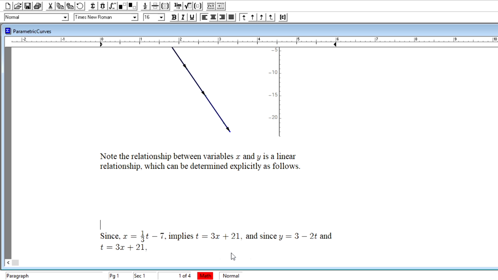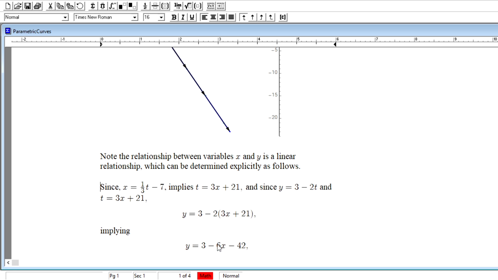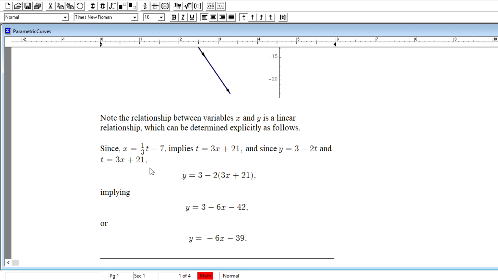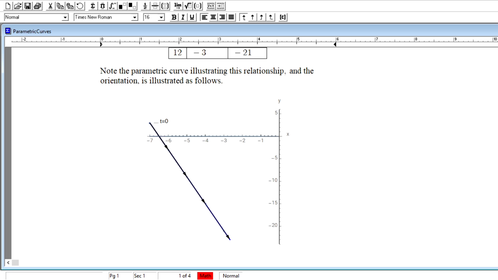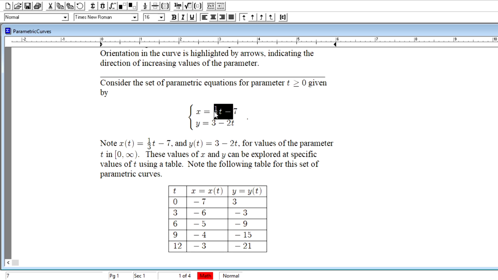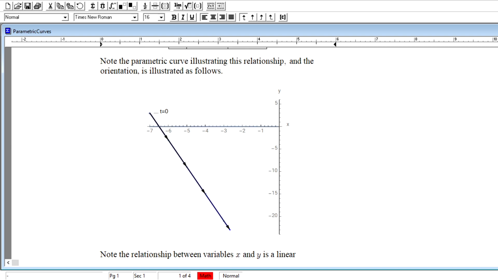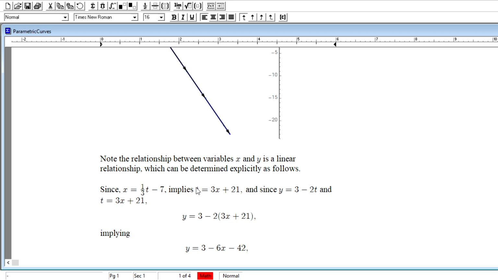To begin with, since x equals 1/3 t minus 7, this implies t is equal to 3x plus 21. If we go back into this relationship, we are told initially that x is equal to 1/3 t minus 7. If I spend a moment using algebra to solve for the value of t, if I add 7 to both sides and I multiply both sides by 3, I will end up finding that t would be equal to 3x plus 21.